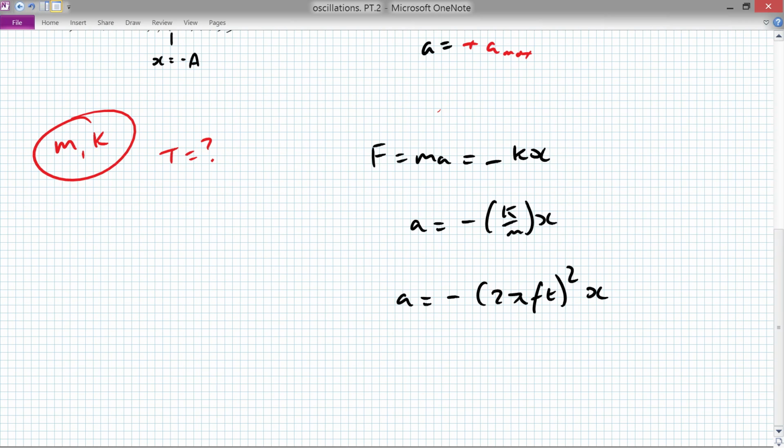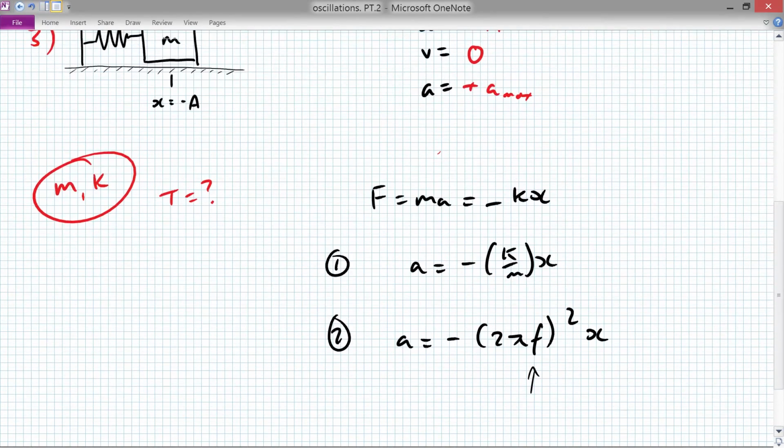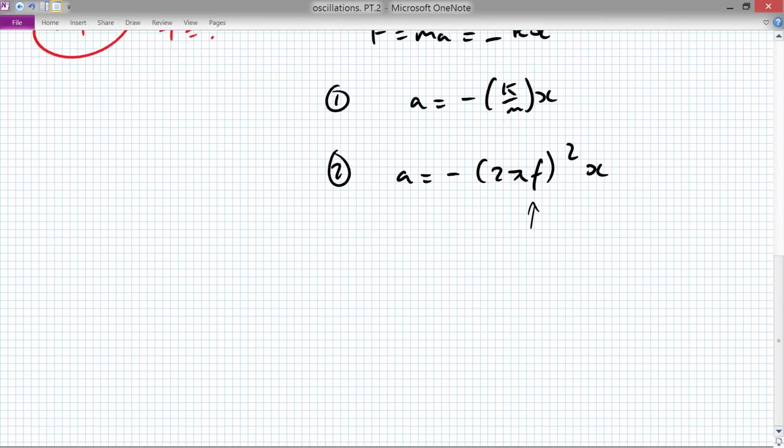So actually we've got two things which equal each other. So we can equate equations 1 and 2. What that'll do is eliminate A, then I can cancel x, and that leaves me with just this function here. Sorry, just made a mistake here. That's 2 pi f, not 2 pi ft. And that will leave us with a function where the only unknown is frequency, and we know we can get time period from that. So let's do that then.